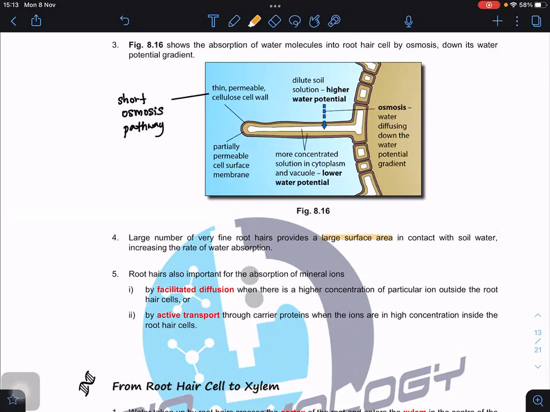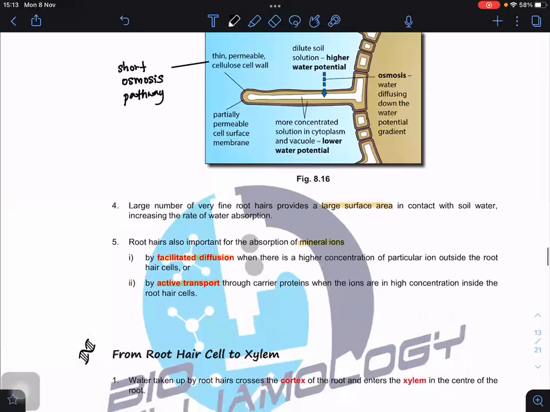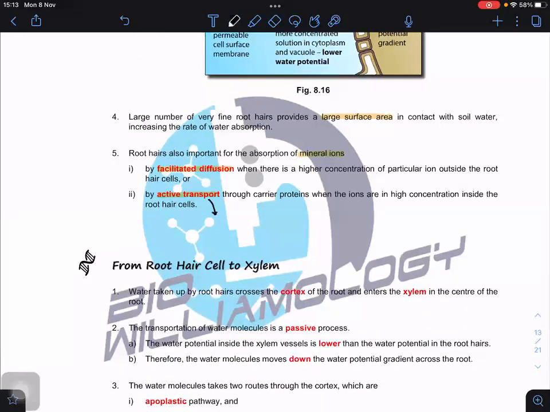Root hair cells are also important for the absorption of mineral ions. It depends on the concentration gradient. It can be facilitated diffusion. It can be active transport. And we do know that even though active transport is involved here, it's because of accumulation of the ions. When the ion concentration increases, it is going to lower the water potential in the root hair cells. Therefore, osmosis follows.